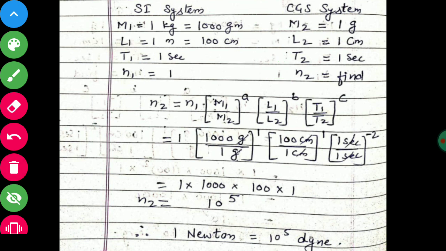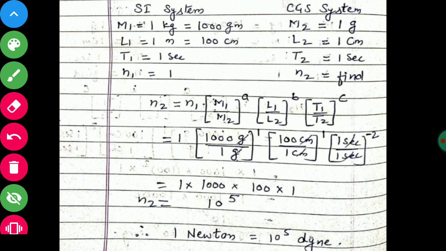Now using the formula, that is step number 3, N2 is equal to N1 times (M1 by M2) whole raised to power A, (L1 by L2) whole raised to power B, (T1 by T2) whole raised to power C. Now put all the values in that formula. N1 is 1, M1 is 1000 gram, M2 is 1 gram, the value of A is 1, L1 is 100 centimeter, L2 is 1 centimeter, the value of B is 1, T1 is 1 second, T2 is 1 second, and the value of C is minus 2.